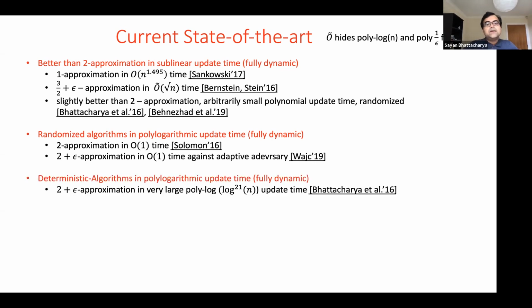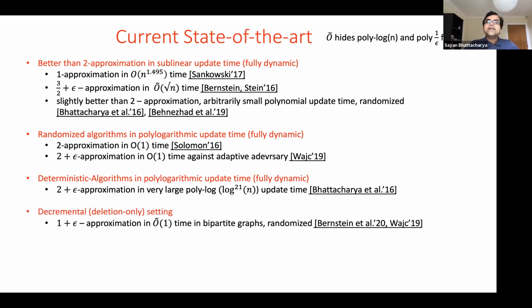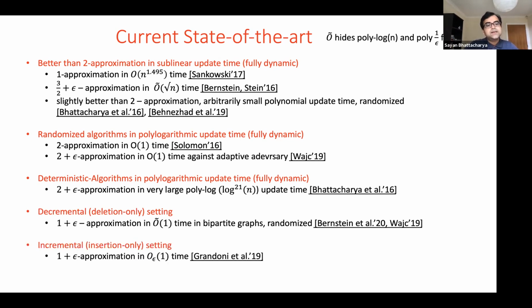If you want fully dynamic deterministic algorithms in polylogarithmic update time, you can get a 2 plus epsilon approximation, but the update time is actually a very large polylog, log to the power 21 n, and it's quite complicated. Finally, you can focus on either the decremental, deletion-only setting, where you have efficient guarantees in bipartite graphs, and you can also focus on the insertion-only incremental setting, where you also have very good guarantees even for general graphs.